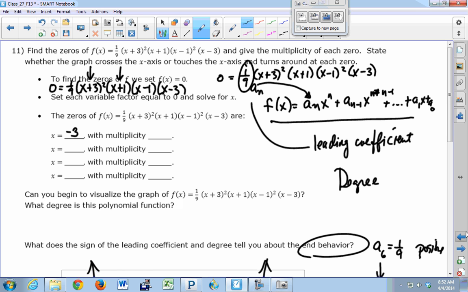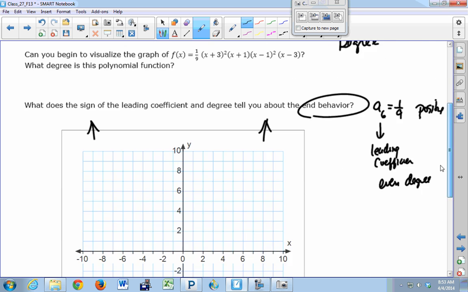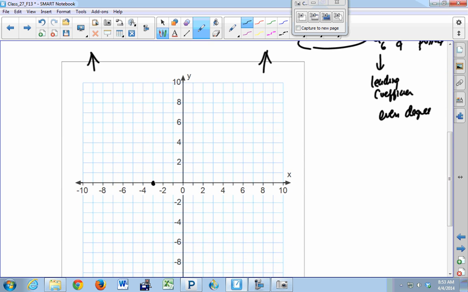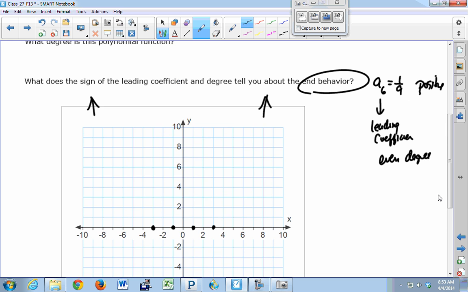How about the zero for that one? Cassandra? -1. Zero for that one, Paul? Yeah, and he answered for the last one, 3. Okay, so those are each of our zeros. Notice it's in the form x equals a number. So we can right away now go on to our graph and put a little solid dot on the x-axis at -3, -1, 1, and 3. Those are my x-intercepts, so I can put dots right there. All right, so I can do that.